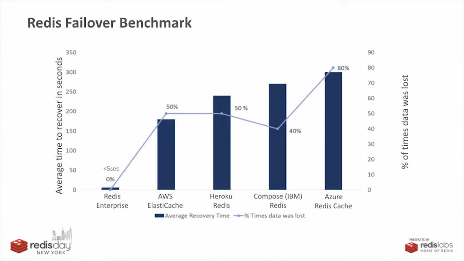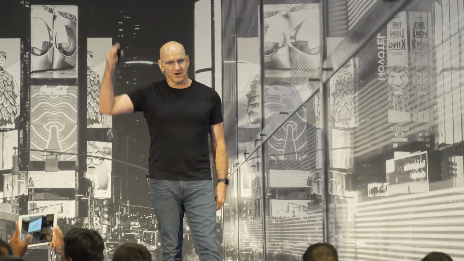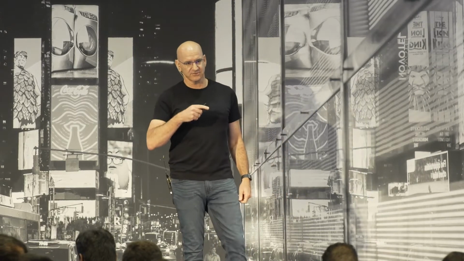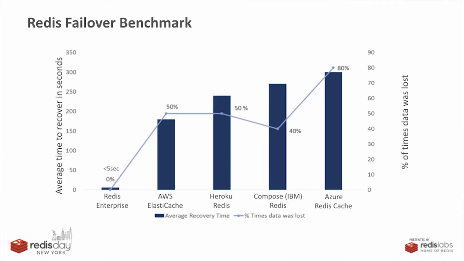After sharing with you what we did internally, just part, I would like to share with you the benchmarks that we did in which we compare how vendors of Redis survive a failover event. And we compare, of course, Redis Enterprise by Redis Labs to AWS ElastiCache, to Heroku Redis, to Compose from IBM, and to Azure Cache. As you can see, the bars tell you how long it takes to failover, and the line shows you how many of the failovers ended with losing data. Okay? I think this speaks for itself. I don't need to tell you more than that.